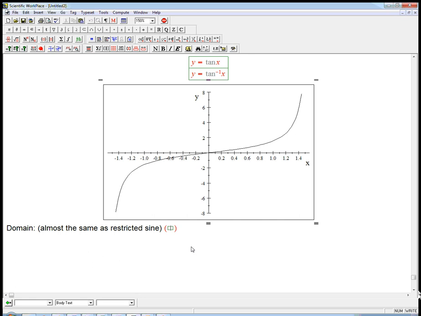The restricted sine function, it makes sense to plug in minus pi over 2 or pi over 2. So it was a square bracket. To be technically correct, this guy is a round bracket because you can't put in these values. It goes off to infinity there. Okay. So that's going to be the possible outputs of the inverse tan function.